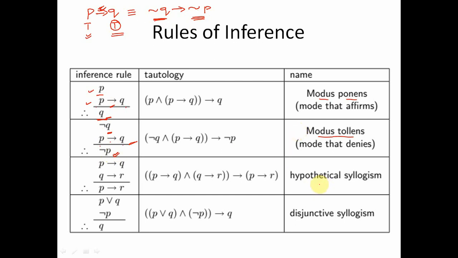Next we have hypothetical syllogism, which says if P implies Q and Q implies R, then by transitivity, here we call it hypothetical syllogism, we say that P implies R.